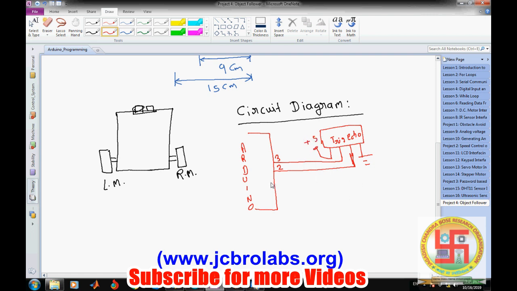As far as the motors are concerned, there are total 2 motors, and each motor has 2 wires. Pin number 5 and 6 are connected to the right motor, let's say right motor pin 1 and right motor pin 2. Pin number 9 and pin number 10 are connected to the left motor pin 1 and left motor pin 2. This is how these 2 motors are connected. Now, why have we used these pins? If you look carefully, pin number 5, 6 and 9, 10 are also PWM pins.